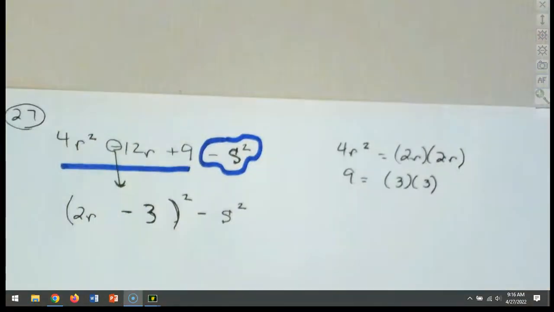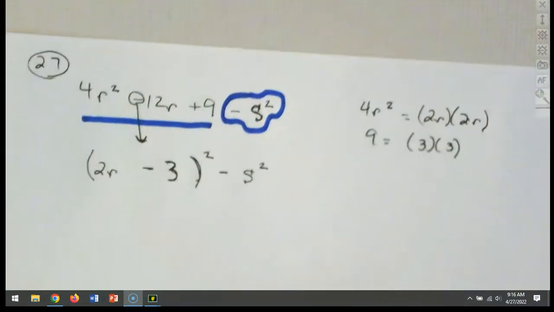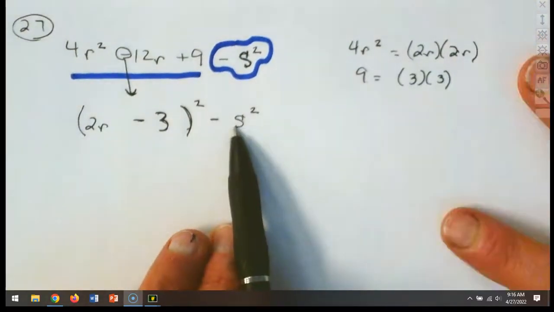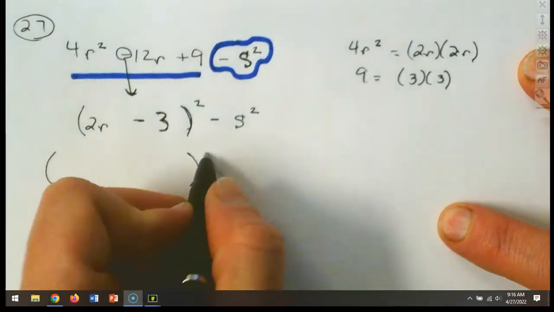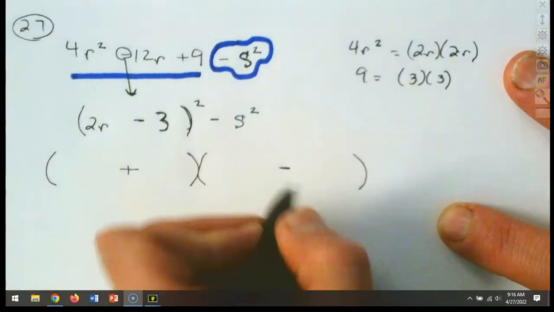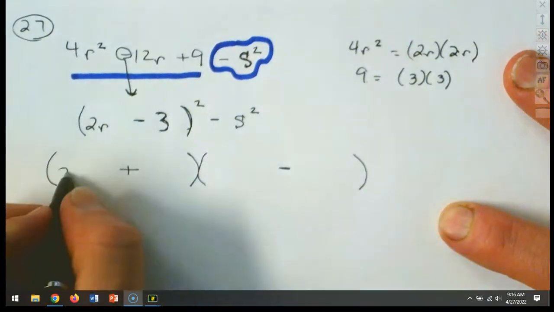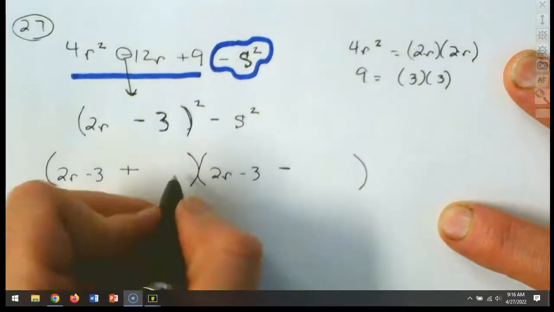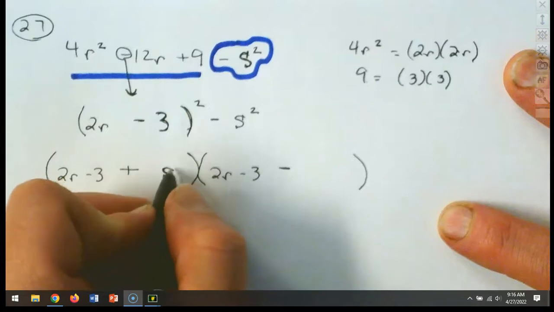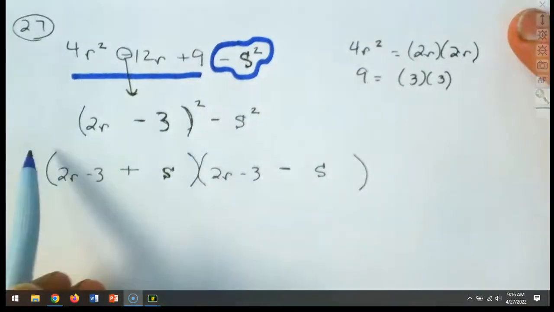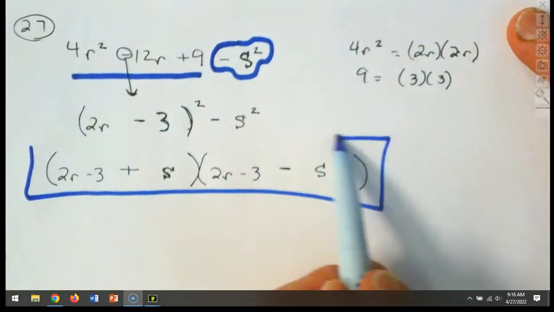Now what can we do? Well, now hopefully you see this is a difference of squares, right? This is squared, and so is that. So we're almost finished here. Plus and minus. 2r minus 3. 2r minus 3. And an s. And an s. And there's your final factored answer.